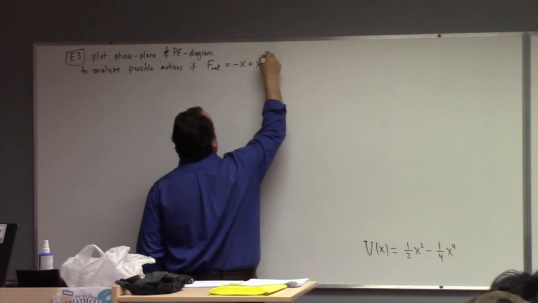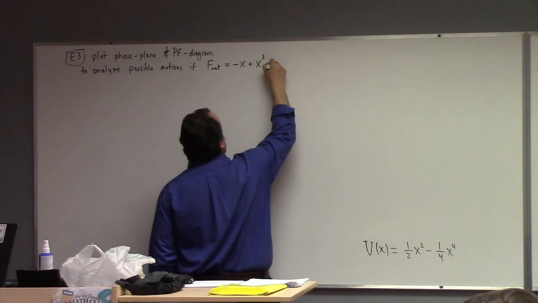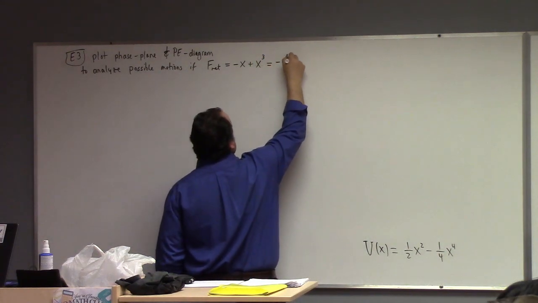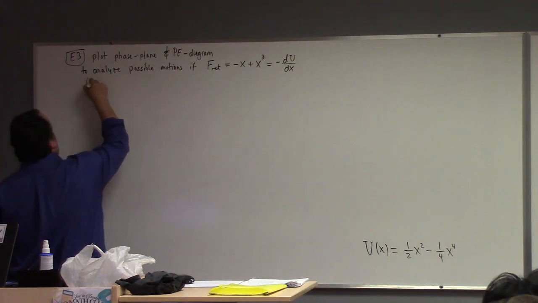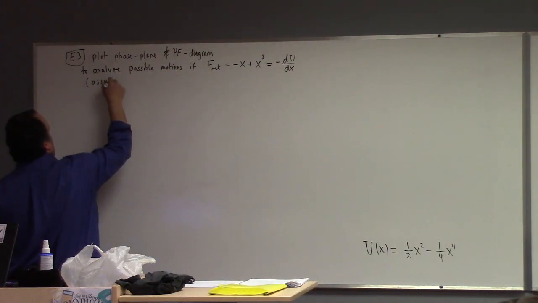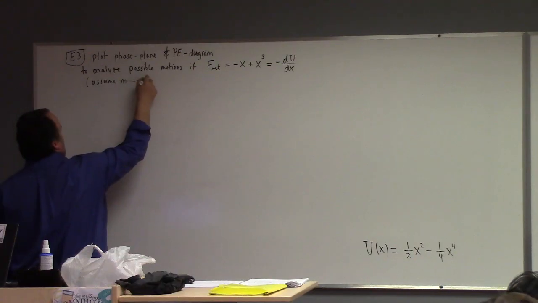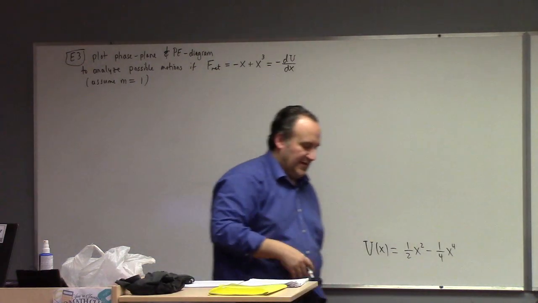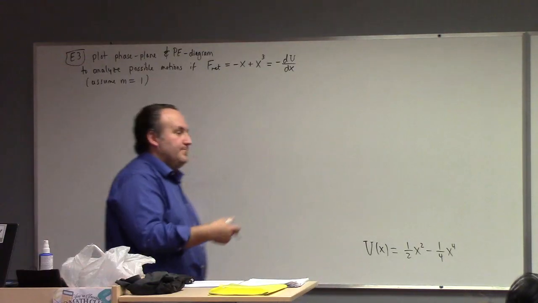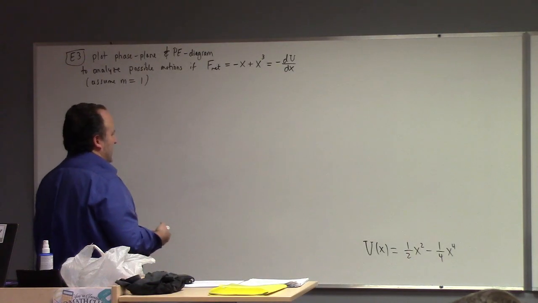All right. So the first order of business is to notice that this is minus du dx. And by the way, as I will typically do in here, we're going to assume that the mass is equal to 1, and I'm not going to fuss with dimensional constants because they just get in the way. All right, so if that's okay with you guys. Well, even if it's not, that's what I'm going to do.